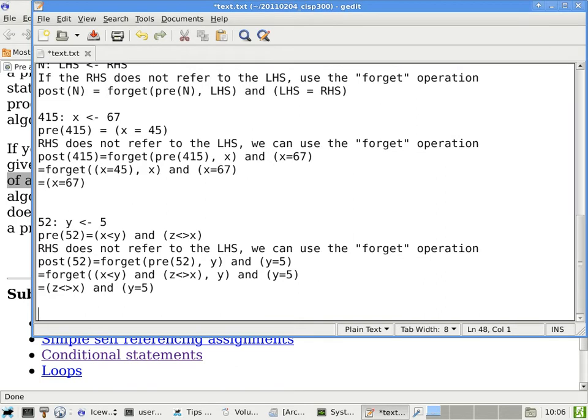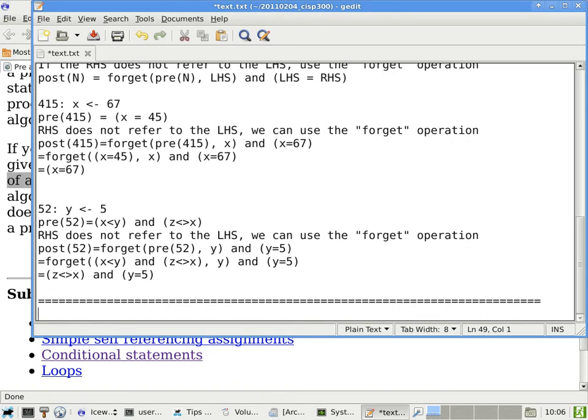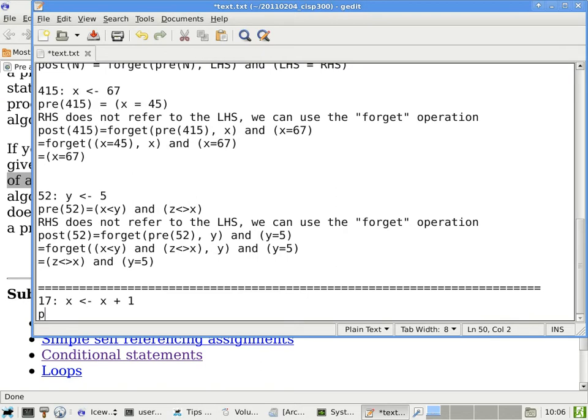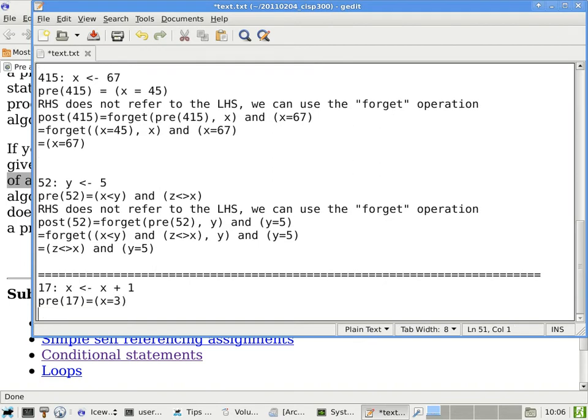But you brought up a very good question earlier. So I'm going to use a little separator bar here to indicate that we are now starting on a different concept. Let's say on line 17, we have x gets x plus 1. Now we have the right-hand side actually referring to the left-hand side. Let's start with something simple first, and then we'll go to a more complicated example. We'll start with x having a concrete value in the precondition. Let's say we know for sure that x equals 3 as the precondition.